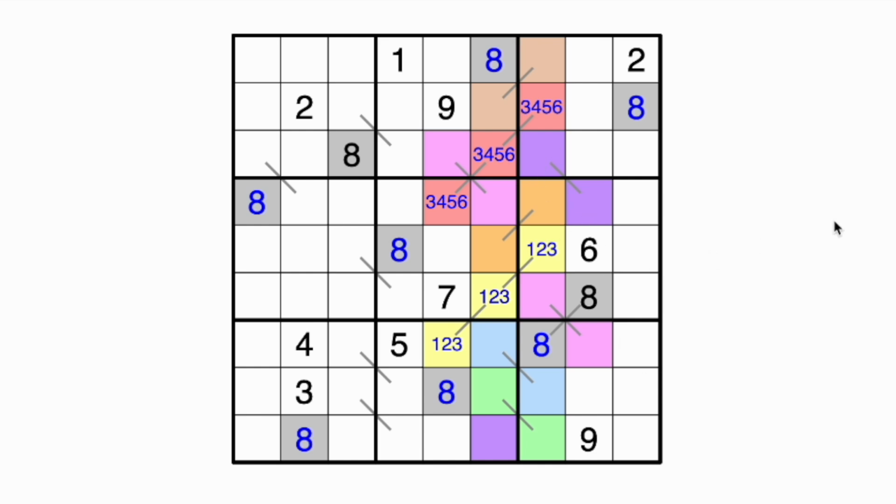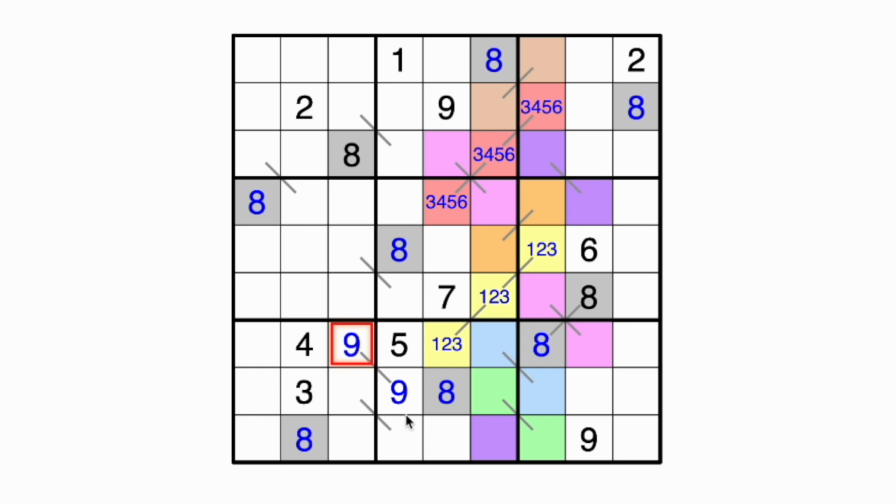Let's see. Okay, well, that 8 thing was wonderful. So now I have to decide what comes next. 9s in this box. Okay, 9s. None of these can be 9. These two can't be 9, so these two can't be 9. So that's 9. 9, 9, 9. Fantastic number 9.